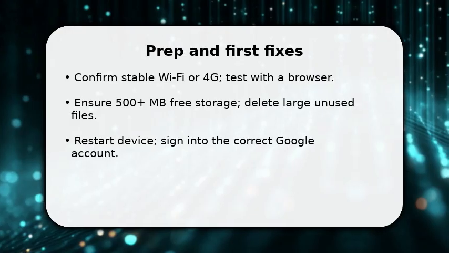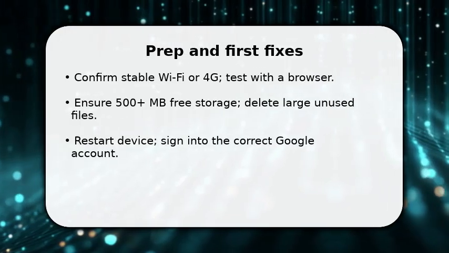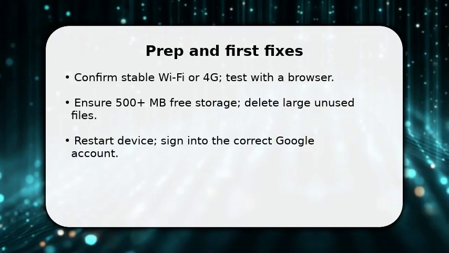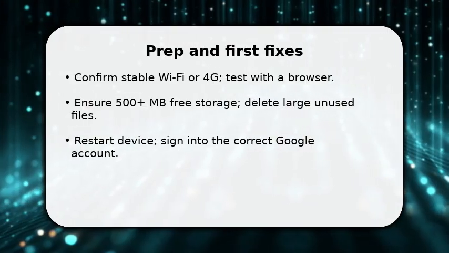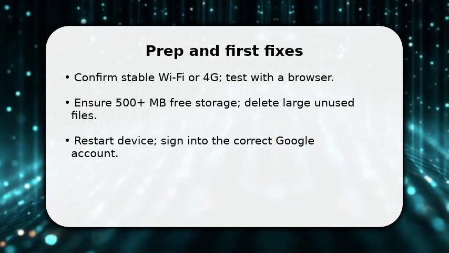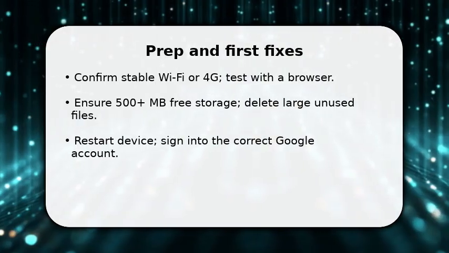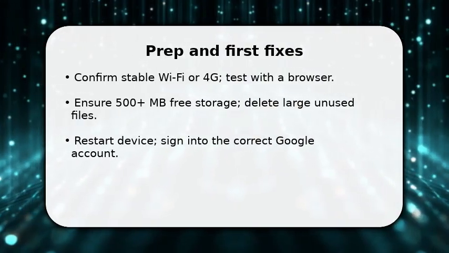Next, open Settings, then Apps, then Google Play Store. Force stop the app to reset its state. Then tap Storage and clear cache only, not data yet, so downloads can retry without losing app preferences.